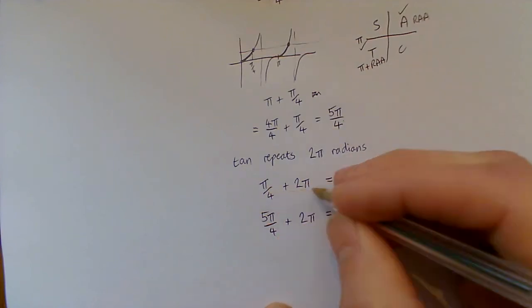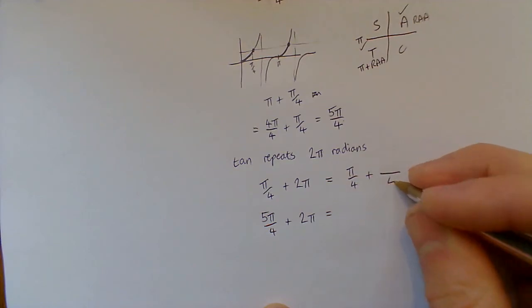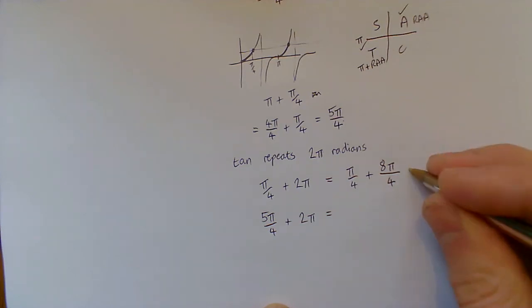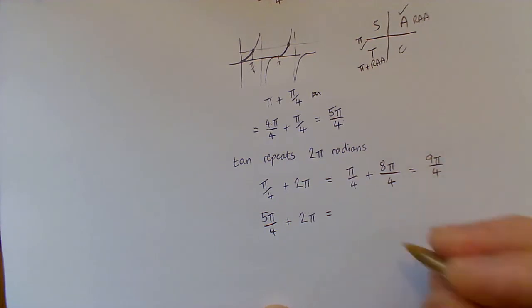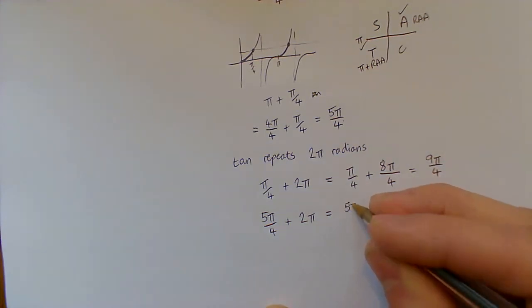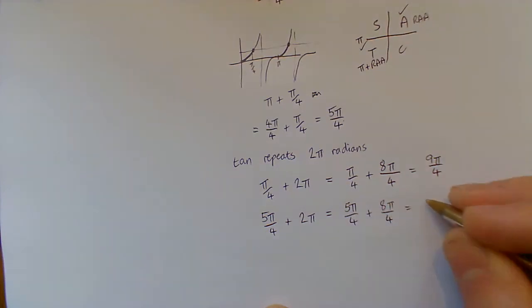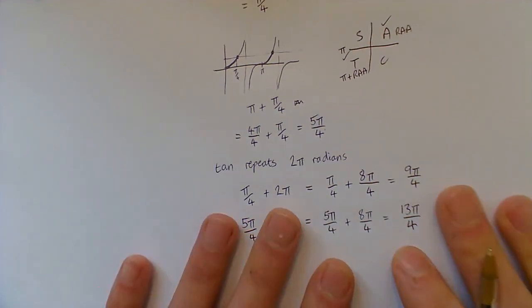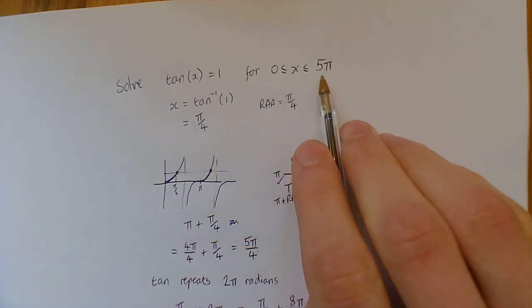2 pi is the same as, if I want it over 4, what over 4 gives us 2? Well, 8 over 4. So pi over 4 plus 8 pi over 4 is 9 pi over 4. Doing the same down here, we end up with 5 pi over 4 plus 8 pi over 4, and that gives us 13 pi over 4. Now, it's easy to stop at this point, but it's important we go back and check our range. That was 0 to 5 pi.